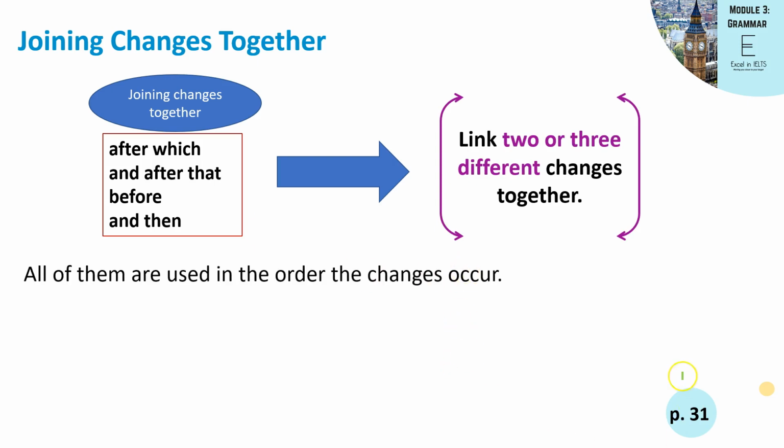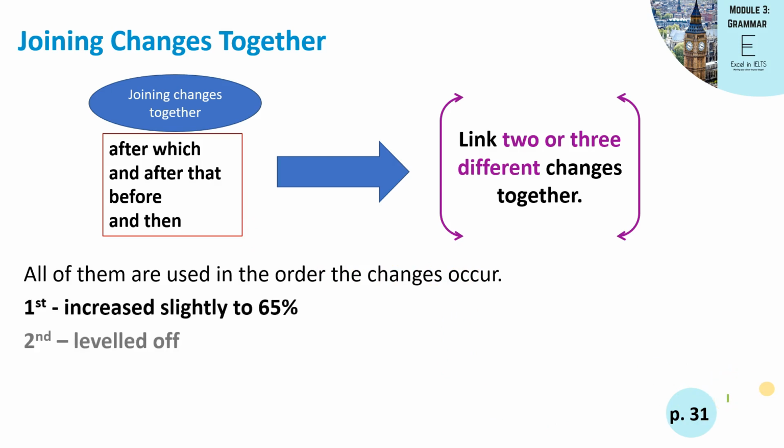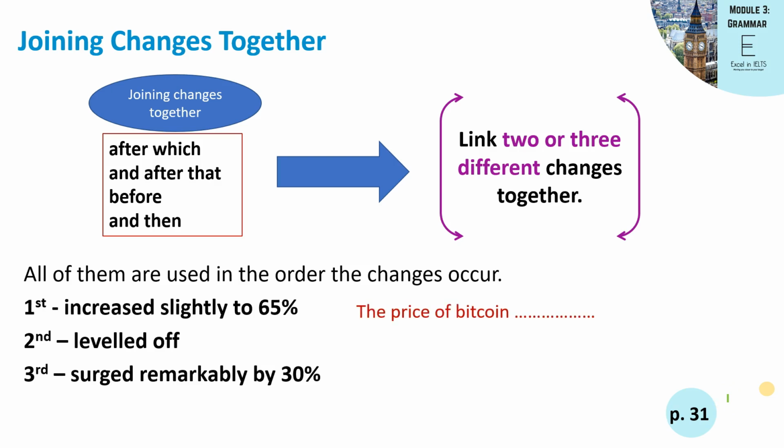Go to page 31 and you should find these three different changes there. What I want you to do is start the sentence with "the price of Bitcoin" and then connect all these three changes together into one sentence for me. Remember, all three into one sentence using these joiners. Let's have a look at the answers now.